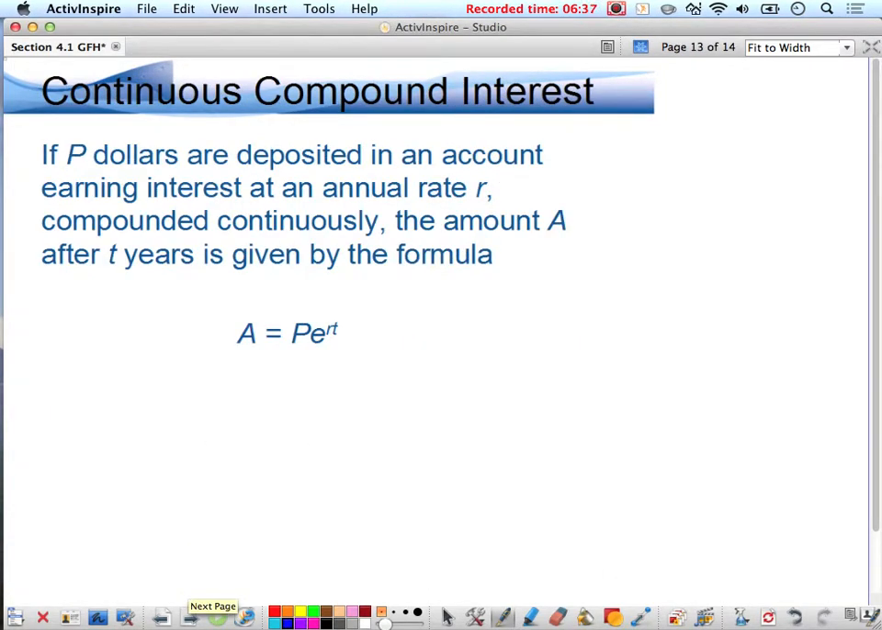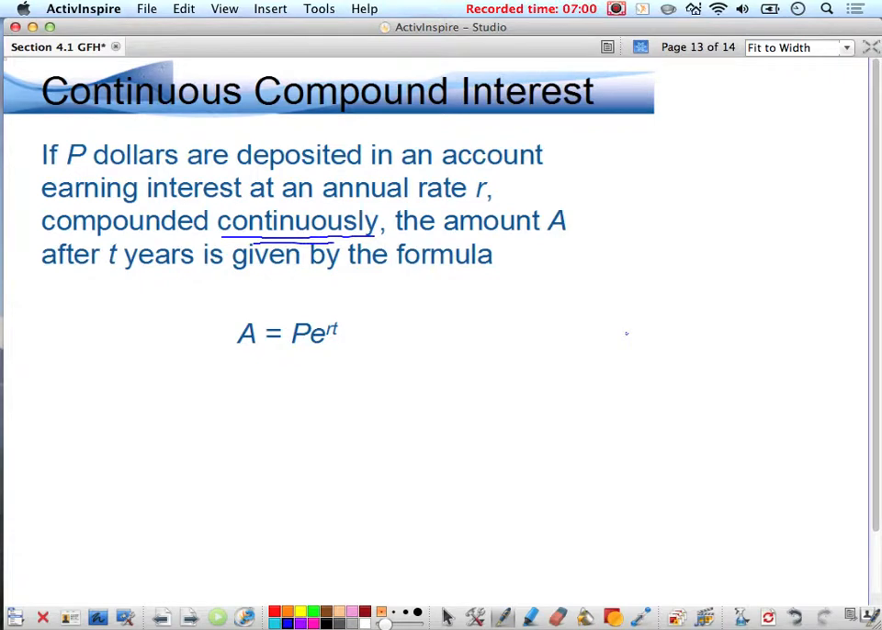So that brings us to continuous compound interest. You will always know a continuous interest problem because it will say compounded continuously. So rather than a set number of times per year, it's done just all the time. It's steadily tallying up your interest.